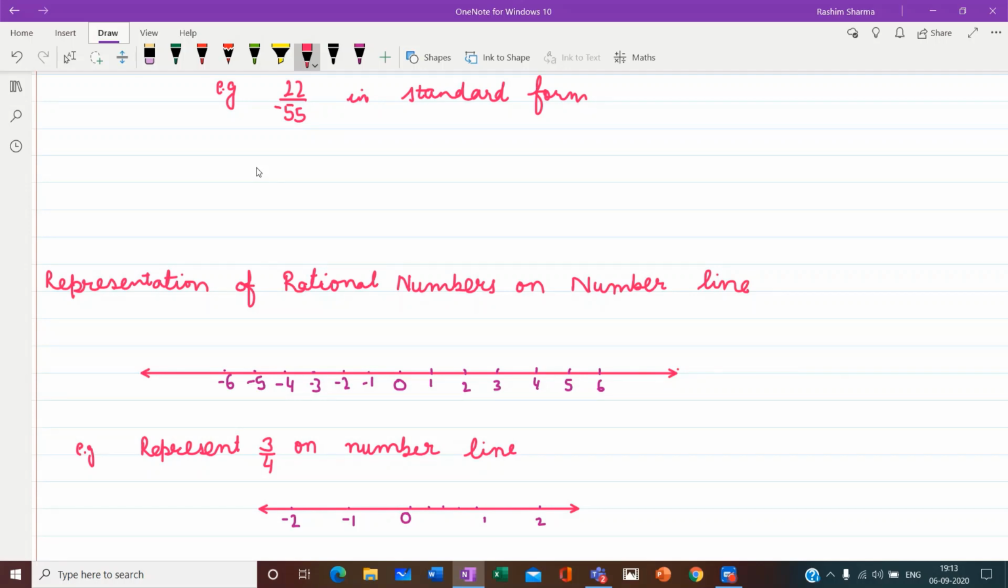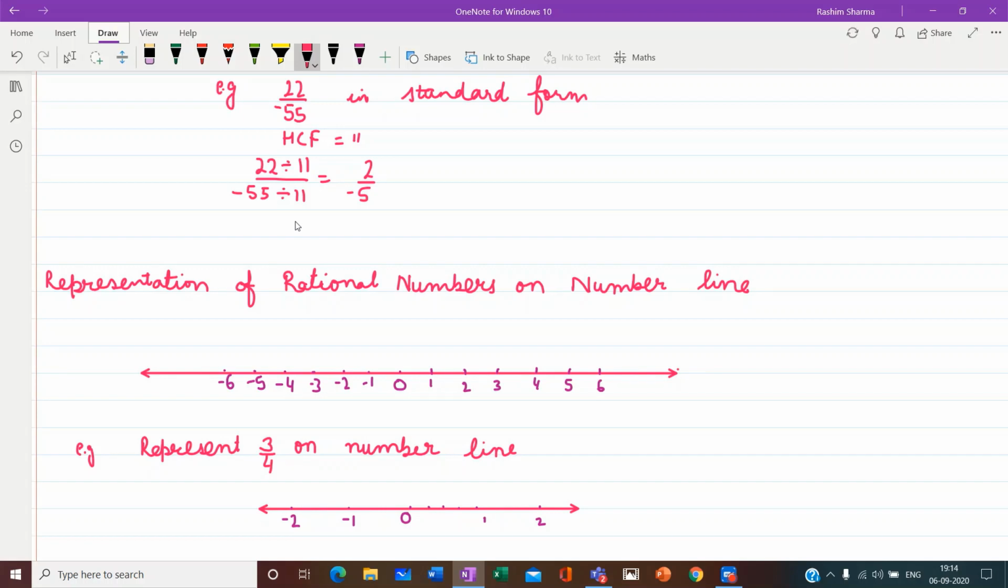Now the HCF of 22 and 55 will be 11. Both are divisible by 11. So HCF is equal to 11. So when we divide both the numbers, 22 as well as 55, by 11, we get here 2 on 5. It is -55, so we will get here -5.